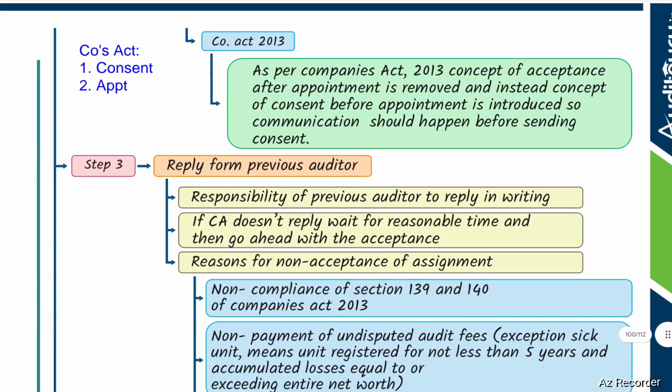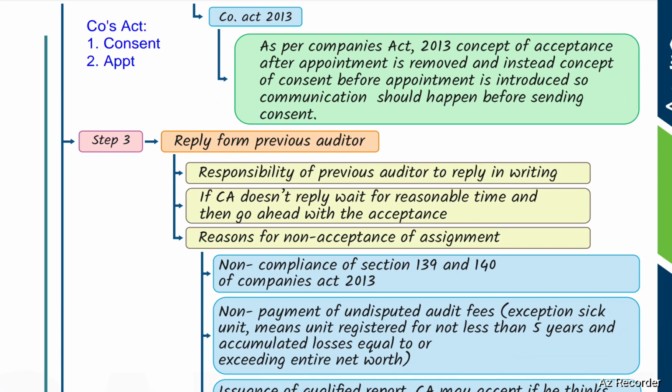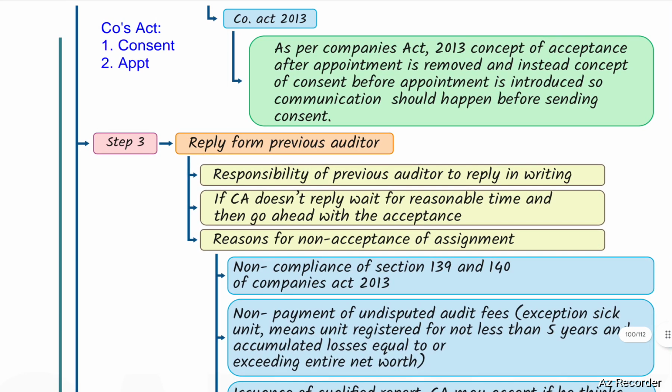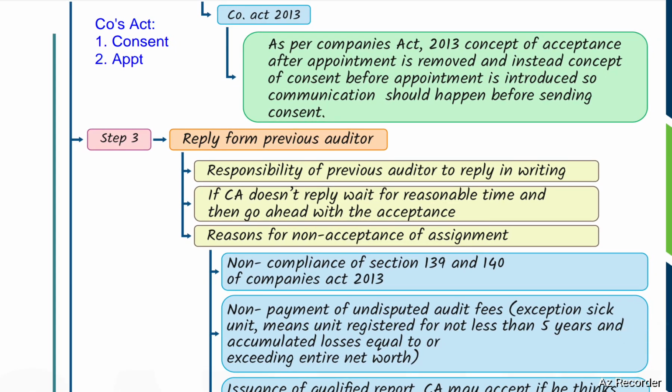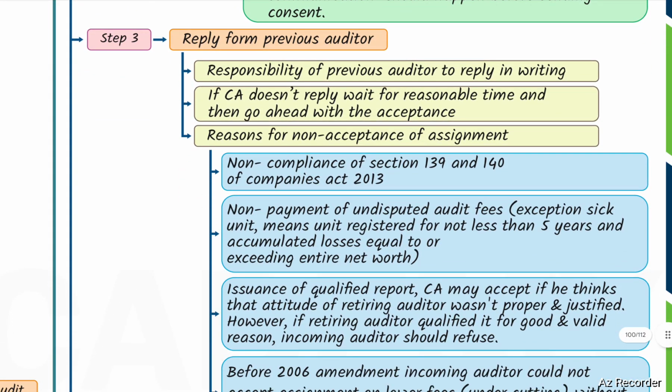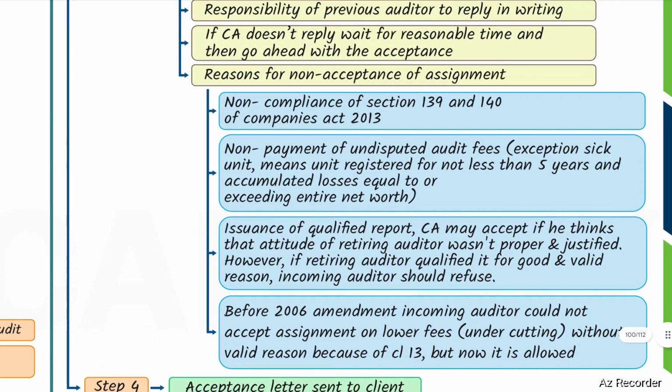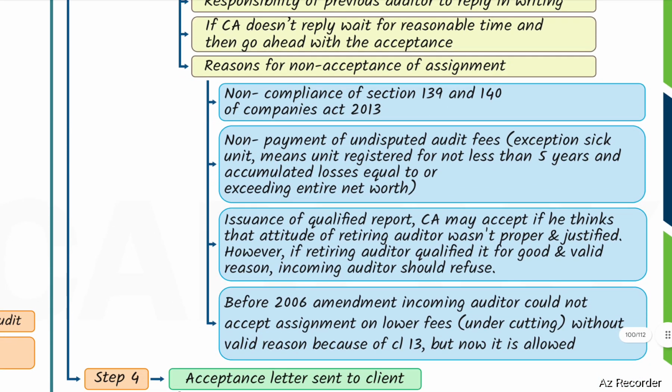Next, Companies Act 2013. As per the Companies Act 2013, the concept of acceptance after appointment is removed, and instead the concept of consent before appointment is introduced. So communication should happen before sending consent. So as per the Companies Act, first we will take the consent. Second, appointment. Step number 3, reply from previous auditor. It is the responsibility of the previous auditor to reply in writing. If he does not reply, wait for a reasonable time and then go ahead with the acceptance.